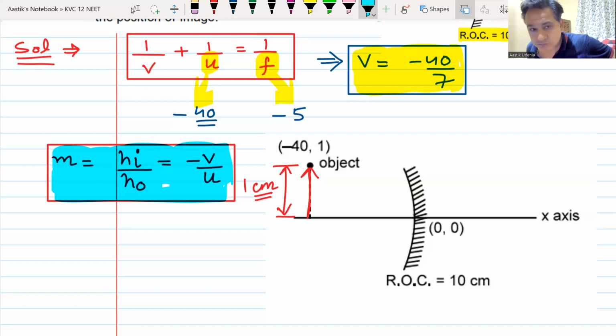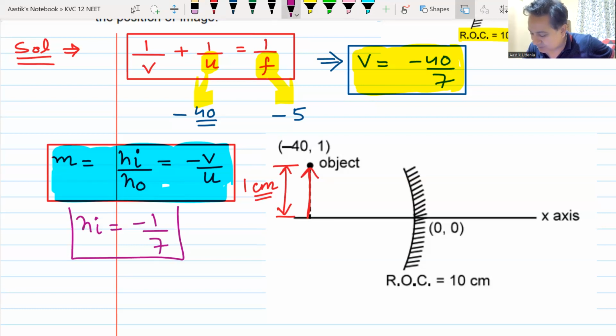Sir, I think minus 1.7. Sorry, minus 1 by 7. Minus 1 by 7. That is correct, my dear friends. I am very happy. Height of the image is minus 1 by 7. Absolutely correct. Now you are getting better every day. You are calculating faster. And why are you calculating faster? Because you are doing it with your own hands. Well done.